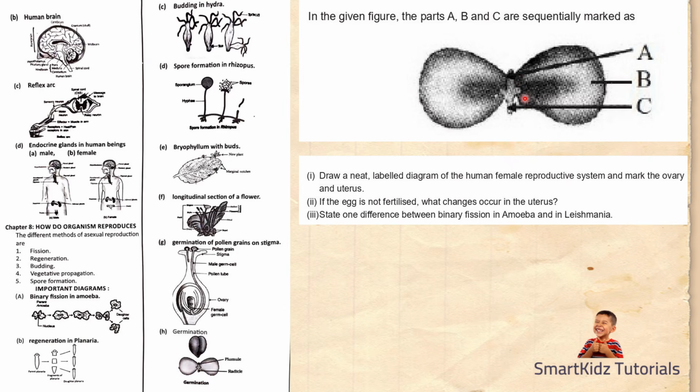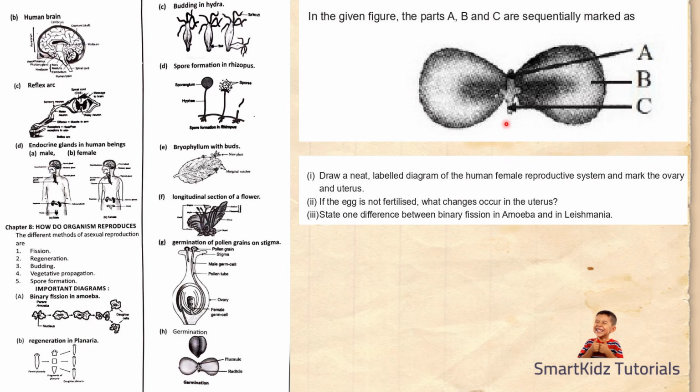Then we have B, which is the cotyledon, which will form the leaves, and you have C, which is the radicle which will form the future root. So you should know about that. But figure 8.7 and figure 8.8, that is the longitudinal section of a flower and germination of pollen on stigma, you are expected to know. You are also expected to know about unisexual and bisexual plants. Examples of that and application questions on that may come.